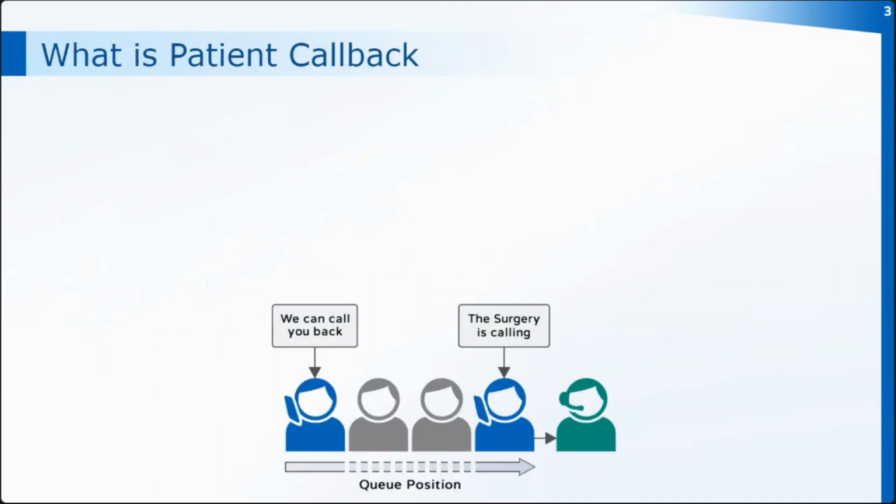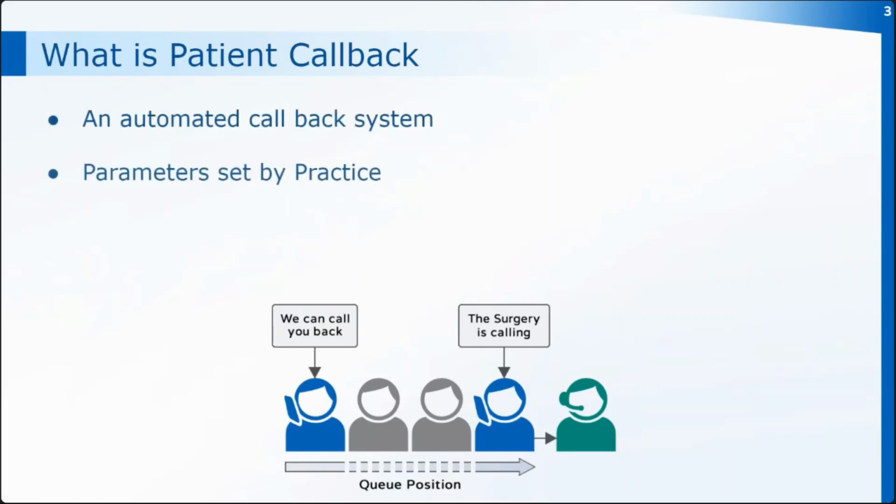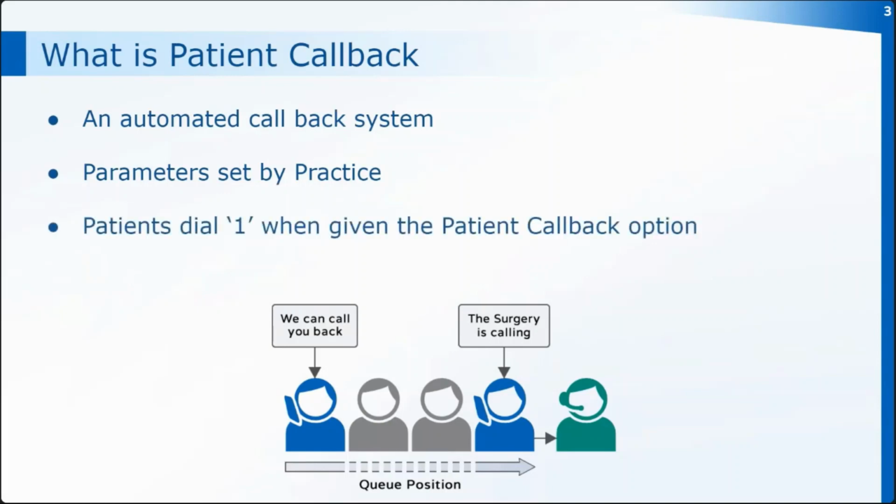Patient Callback is our automated callback system, which allows the practice to set parameters and set a limit for the queue. Once that limit has been reached, patients will be offered the callback option instead of staying on the phone in the queue. They can just press 1 on their telephone keypad, and that will hold their position as though they'd stayed on the phone, and will then ring the patient back once they reach the front of the queue.